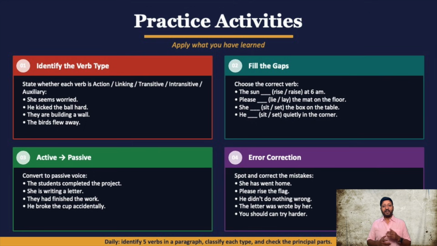Error correction. Spot and correct the mistakes. She has went home. What is the correct answer? She has gone home. You should can try harder. What is the correct answer? You should try harder. Daily, pick up a newspaper, pick up a book, anything. Take a paragraph out of it. Identify 5 verbs in the paragraph. Classify each type and check the principal parts.